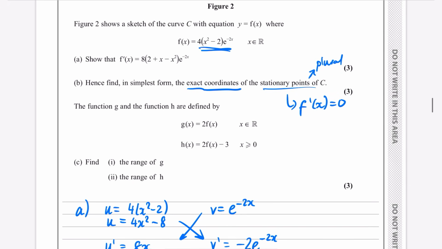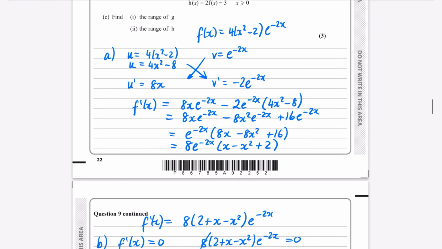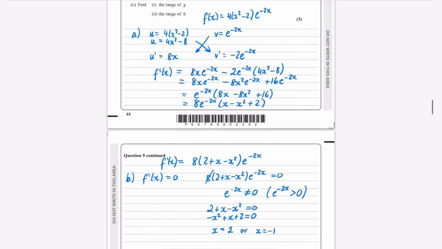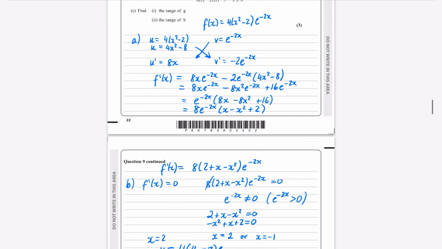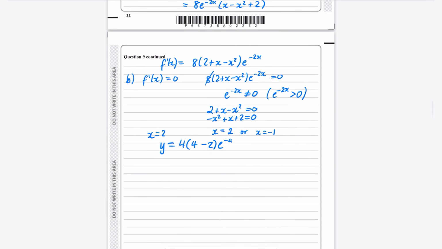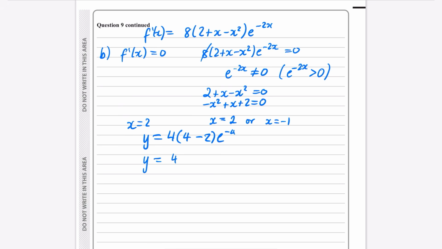So now I actually need to find out the y part of this. So my original equation is that f of x is 4 brackets x squared minus 2 e to the minus 2x. So let's just zoom out so I can hopefully see that at the same time. So I want to say that the y coordinate is going to be 4, this is if x is equal to 2, 4 multiplied by 2 squared, which is 4, minus 2, e to the minus 2x, so that's e to the minus 4. So that is going to be y equals 4 multiplied by 2, so that's just 8 e to the minus 4, meaning that one of the turning points is 2 brackets, 2 comma 8 e to the minus 4.